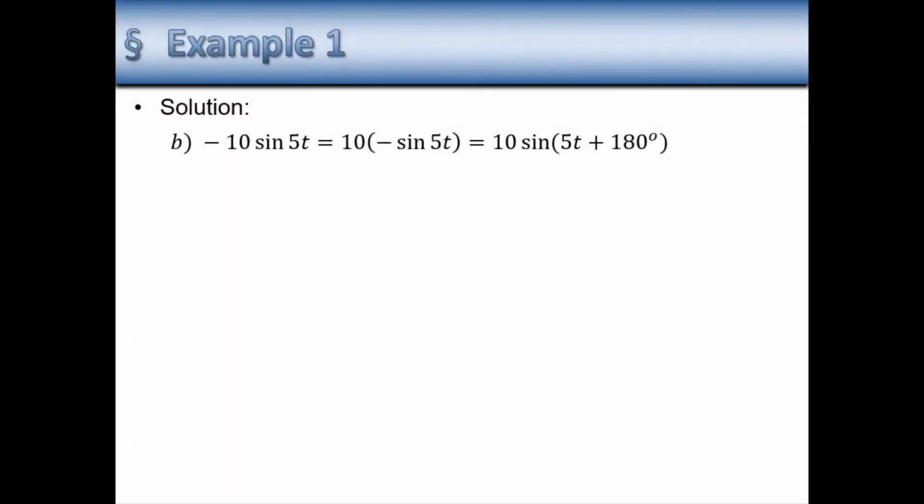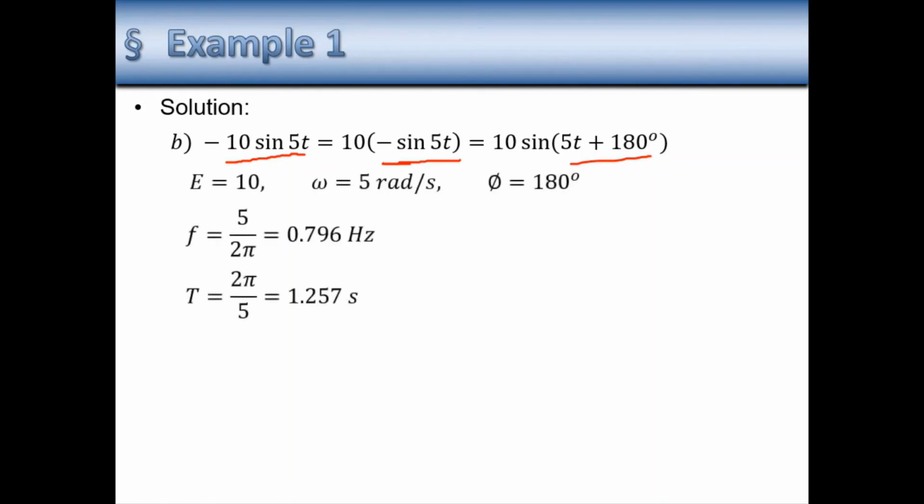Okay, for the second example, we have here a negative 10 sine 5t, and we can rearrange that to make it appear like this. And take note that we can make the negative disappear by applying either a plus or a minus 180 degrees. So in that case, we have the following. We have the amplitude as 10, omega as 5, and the phase angle as 180 degrees. And for the frequency, we will get this, and for the period, we will get this one.